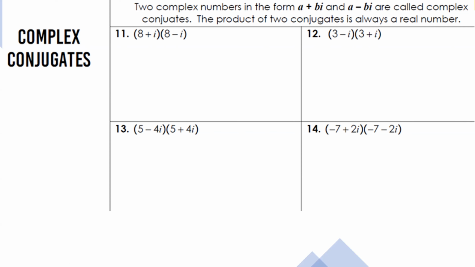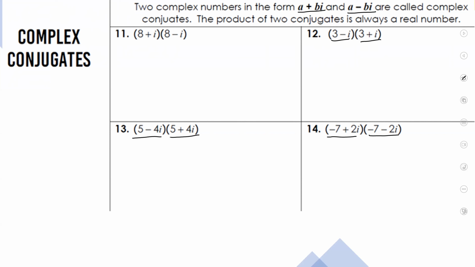It says a plus bi and a minus bi are complex conjugates. It's just switched. Same thing, but just switched. A plus 1 and a minus 1. So you guys see how I have a 3 minus i and then a 3 plus i. Those are called complex conjugates. Here I have negative 7 plus 2i and negative 7 minus 2i. Those are complex conjugates, where they add and subtract the imaginary part. 5 minus 4i, 5 plus 4i. Those are called complex conjugates.